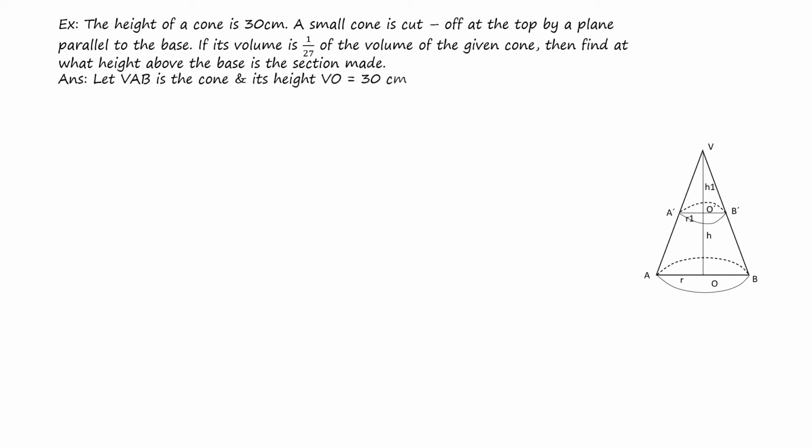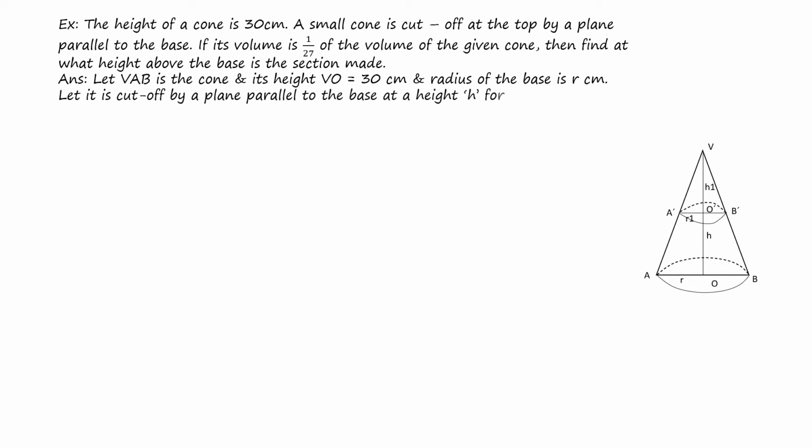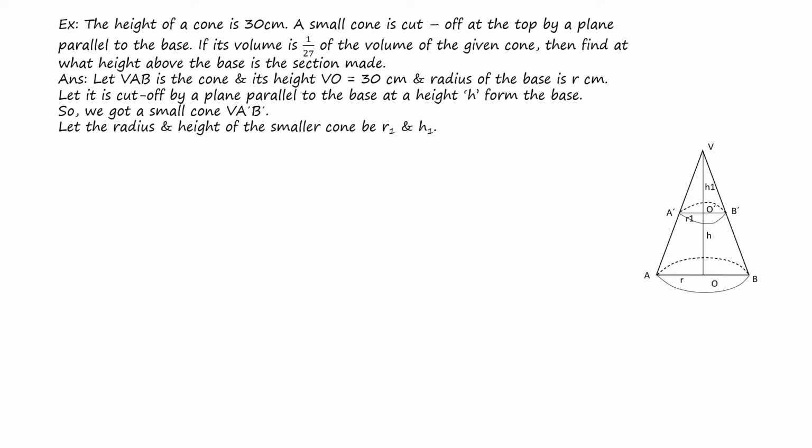Let VAB be the cone, and the height VO equals 30 centimeter and the radius of the base is r centimeter. Let it be cut off by a plane parallel to its base at a height h from the base. So we got a small cone VA'B'. Let the radius and height of the smaller cone be R1 and H1 respectively.